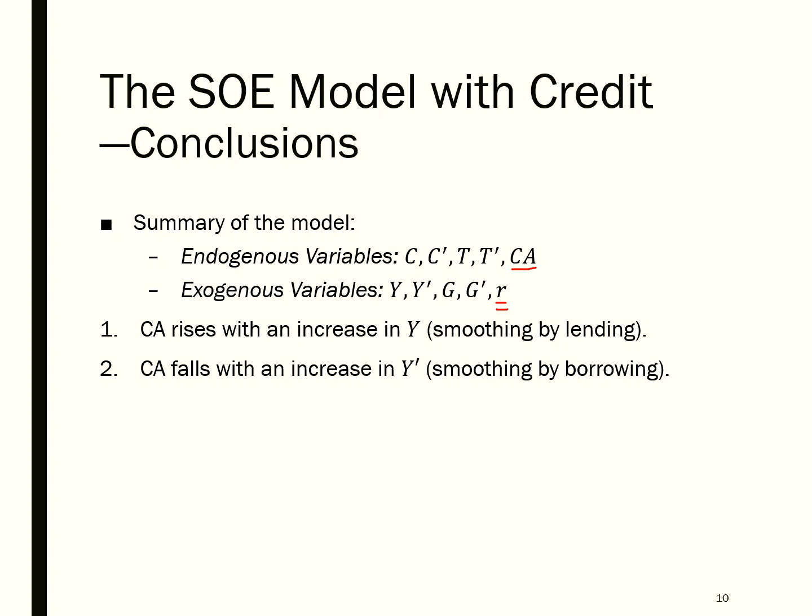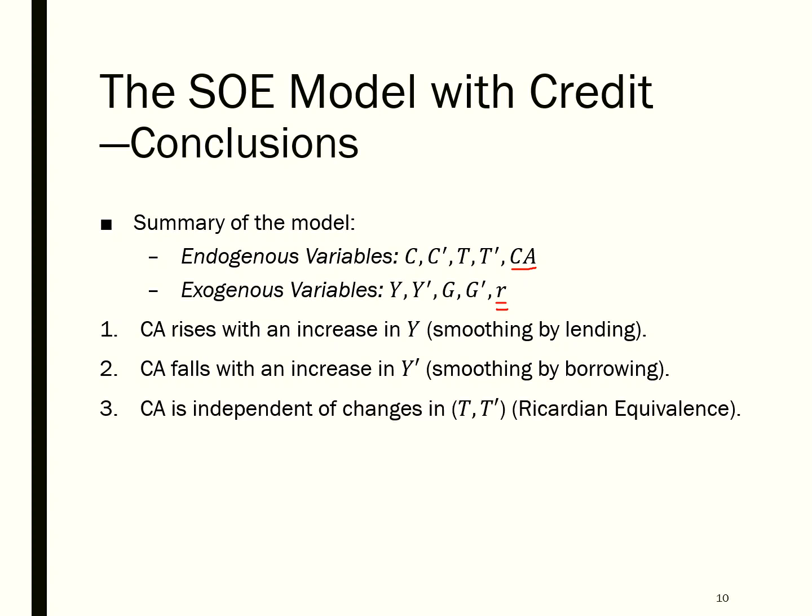The second conclusion is that the current account, or national savings, will fall with an increase in the future output. The intuition behind this conclusion is that if you expect to earn a lot tomorrow, then you will borrow some money from yourself in the future so that you can smooth your consumption over the periods, rather than consume a lot in the future but be starving today. The third conclusion is that the current account is independent of changes in the timing of taxation.